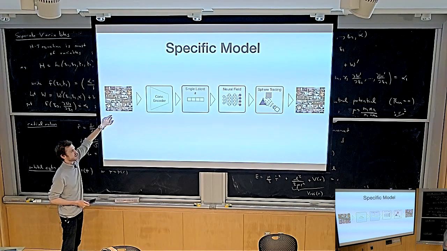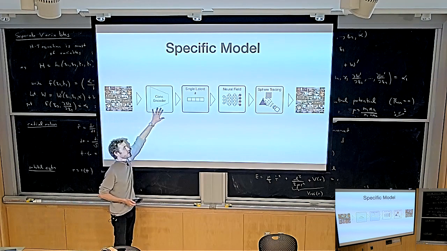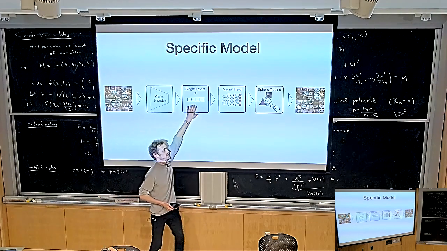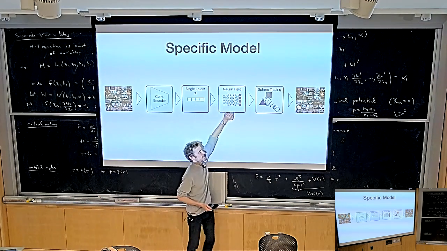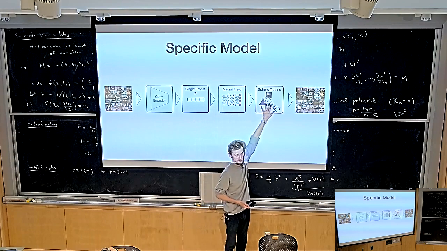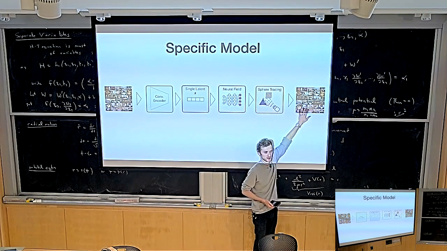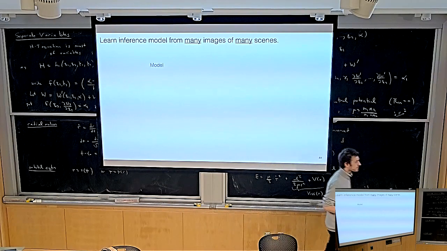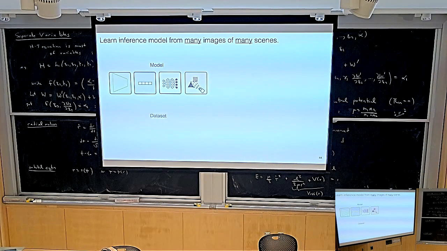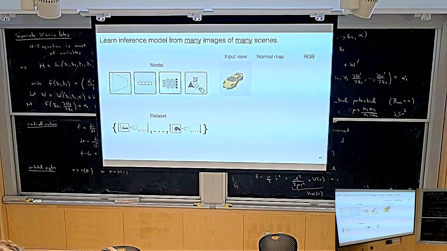So take an input image, encode it with a convolutional encoder, get a single latent code out, decode it into the neural field via hypernetwork, do sphere tracing as our rendering algorithm, and render the image and train it end to end. So you can literally just train this. You should know each part of this now. So here's the data set. The data set is a data set of lots of cars. For each of the cars, we have many observations of the underlying 3D of that car. And now we can train this thing end to end, right?